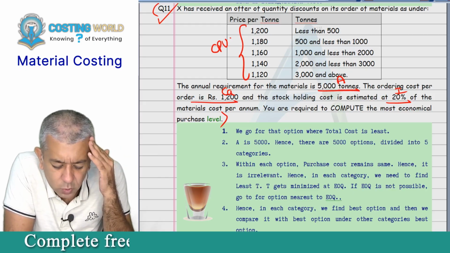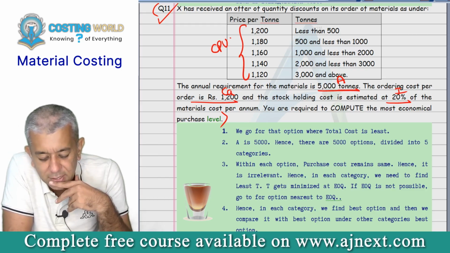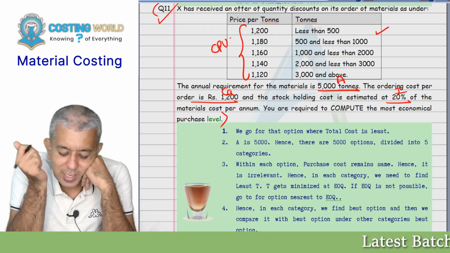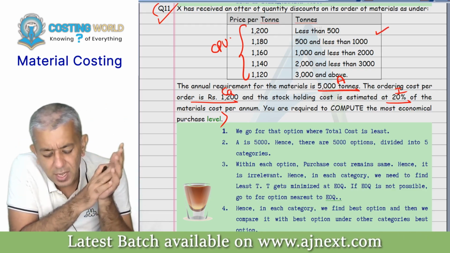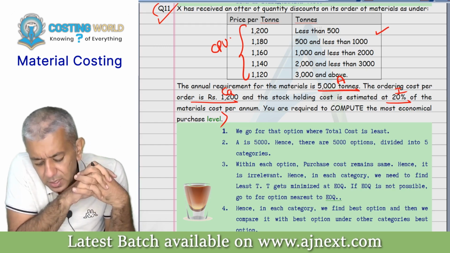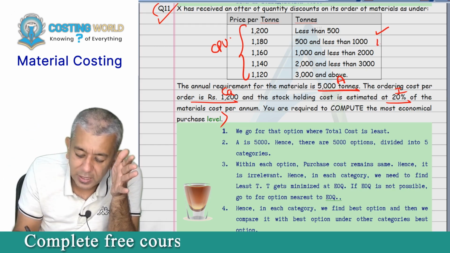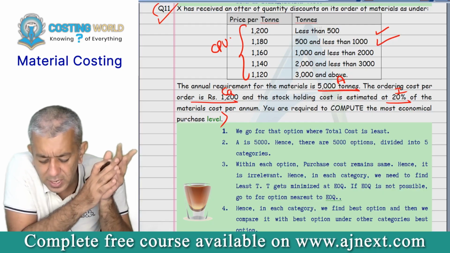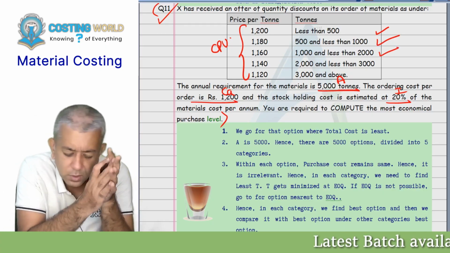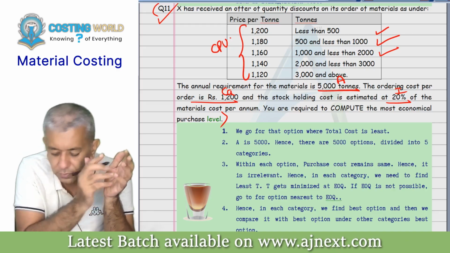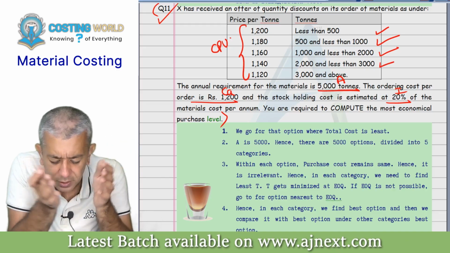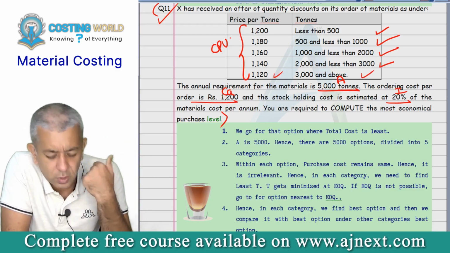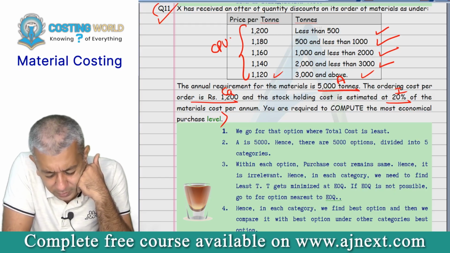Okay. Now see, I'm reading the question now. X Limited has received an offer of quantity discounts on its order of materials as under. If you order less than 500 tons at one time, every unit will be costing you 1200. If you order from 500 to 999, then you will be getting some discount. Each unit will be costing you 1180. If you order anything from 1000 to 1999, then further discount, 1160. If you order from 2000 to 2999, 1140. If you order 3000 and above, then the price will be the least, 1120.